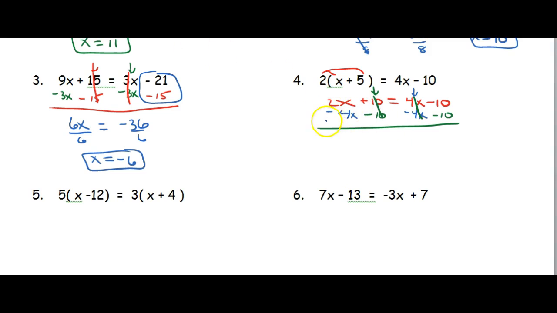I go ahead, negative 2x, or sorry, 2x minus 4x would give me negative 2x equals negative 10 minus 10 is negative 20. Now, how do I get rid of this negative 2? Since it's linked by multiplication, I divide, and x would give me negative 20 divided by negative 2 is positive 10.